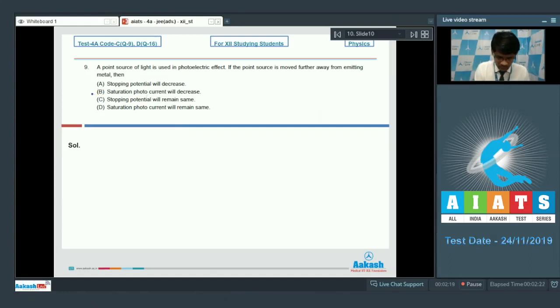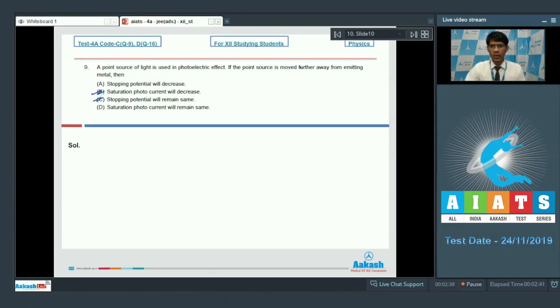Well, definitely that is the correct answer. Option A, stopping potential will decrease. There will not be any effect on this part. Stopping potential will remain same. That's the correct answer. And saturation photocurrent will remain same. That's the wrong one. So for question number 9, option B and C are the correct answers.